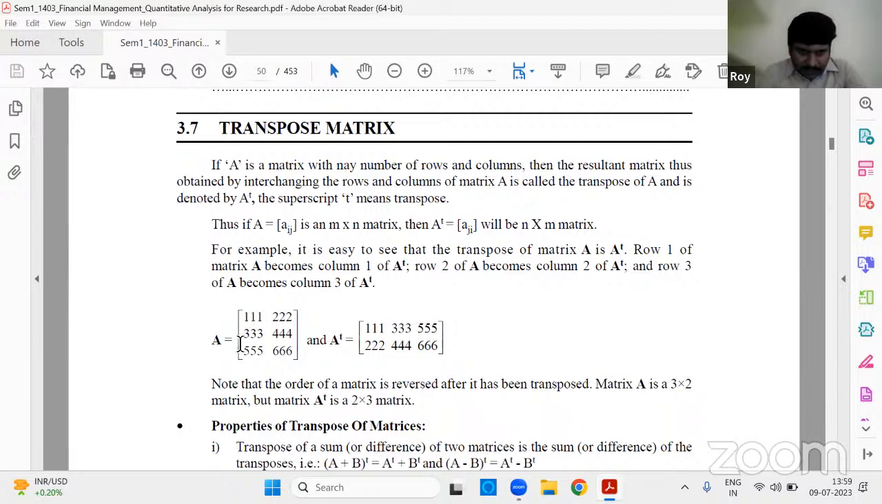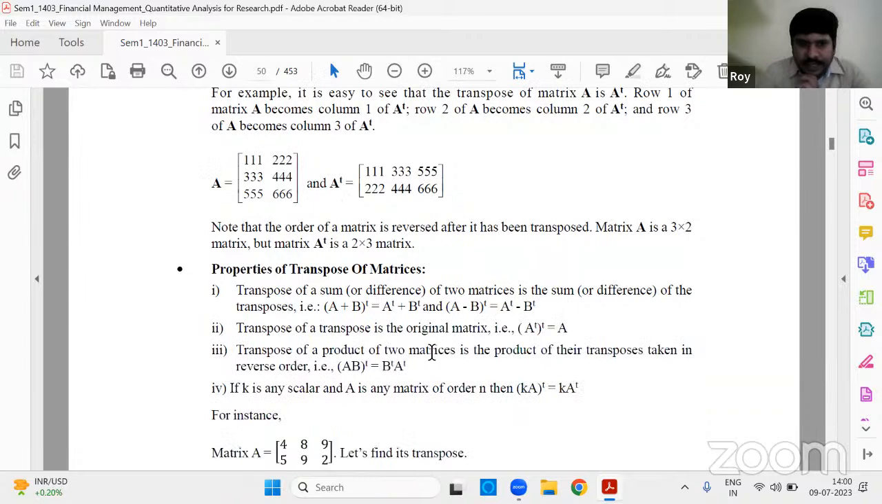This is the column 111, 333, 355. When I'm transposing this matrix, I am writing this column as a row, simply 111, 333, 355. And this column 222, 344, 366. You got it, right?